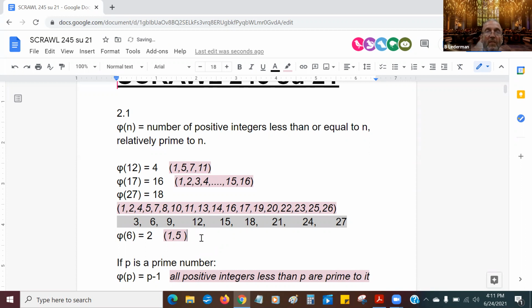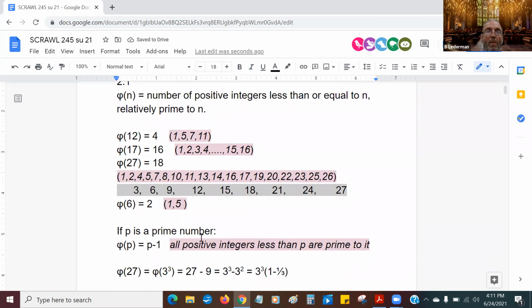So that's the story. Now, one thing you may have noticed here: if p is a prime number, phi of p is equal to p minus 1, because all the positive integers less than p are relatively prime to it. An example of that was 17, because phi of 17 was 16, because all the numbers 1 through 16 are relatively prime to 17.